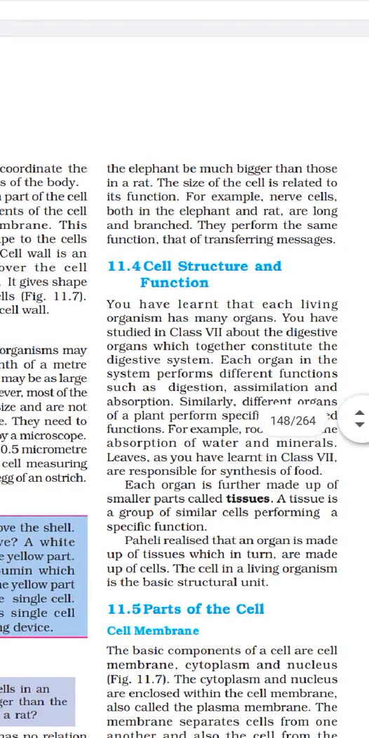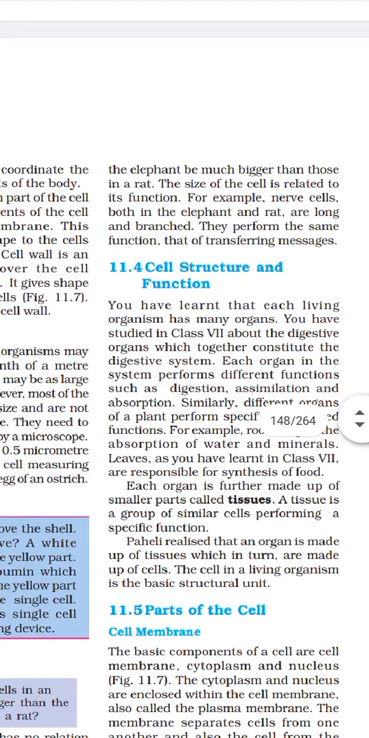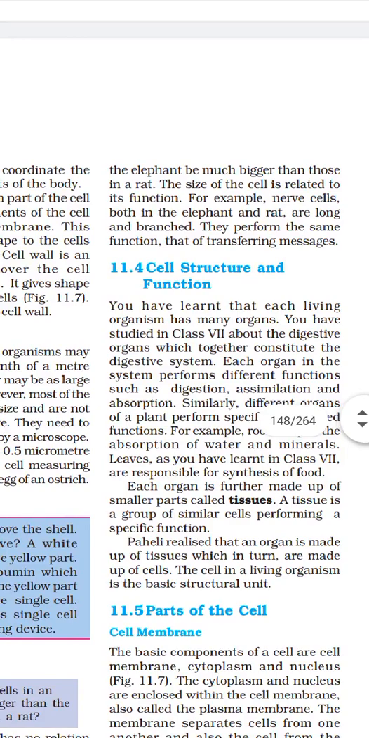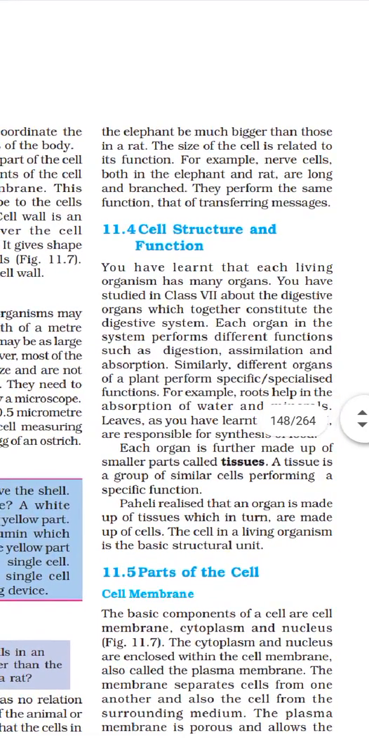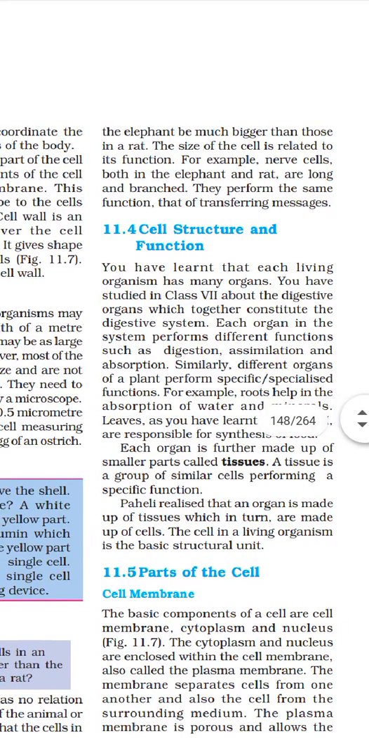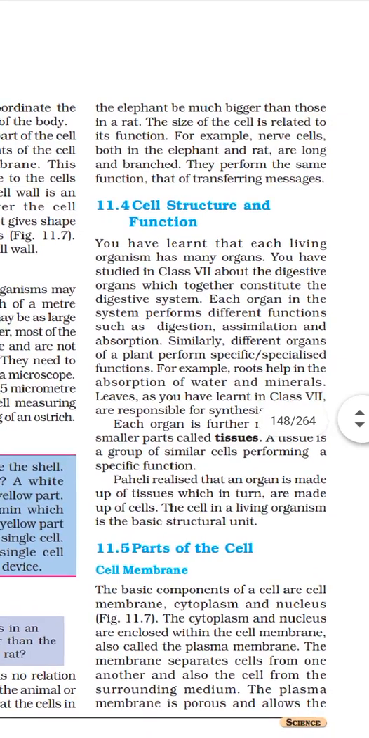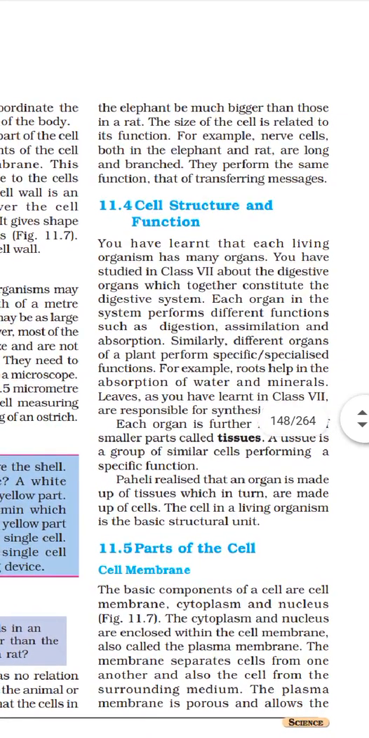You have learned that each living organism has many organs. You studied in class 7th about digestive organs together constitute the digestive system. Each organ in the system performs different functions such as digestion, assimilation, absorption. Similarly, different organs of a plant perform specific or specialized function. For example, roots help in absorption of water and minerals.